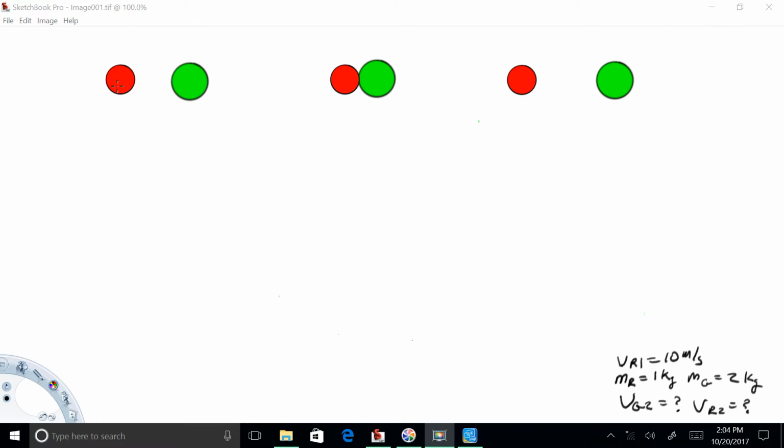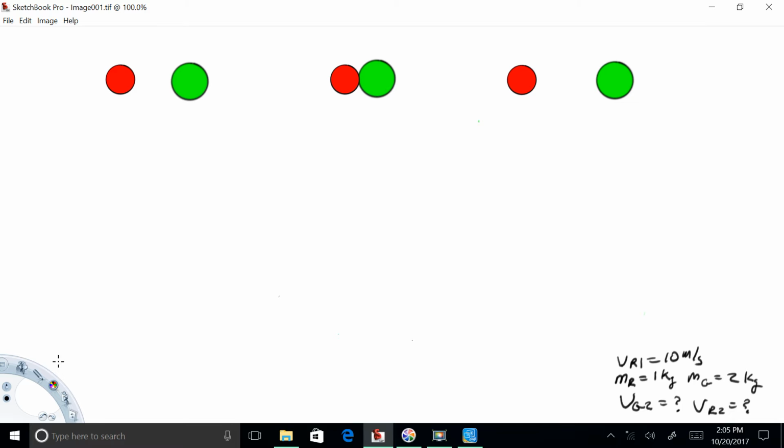And in this example, we're going to use a 1 kilogram mass and a 2 kilogram mass. I chose nice, easy numbers here to work with. And what we're going to do is try to predict the two velocities, VG2 and VR2. So the velocity of the red mass in picture 2 and the velocity of the green mass in picture 2. So when analyzing an impact, the first thing we always want to do is draw our impulse momentum diagram.